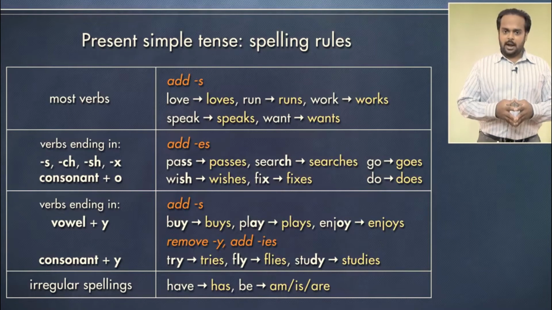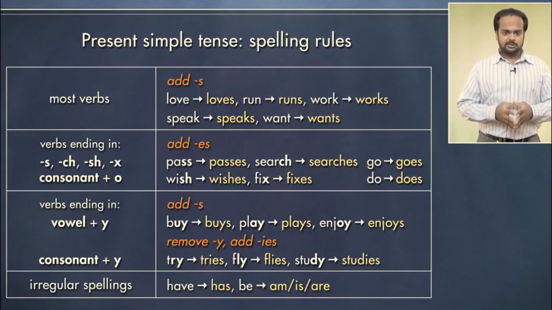Okay, now you know how to make positive sentences and when to add S to a verb using the correct spelling. So let's move on to making negative sentences in the present simple tense. To talk about making negative sentences, you need to know a little secret about the English language. This is important for making negative sentences in any tense, not just the present simple.